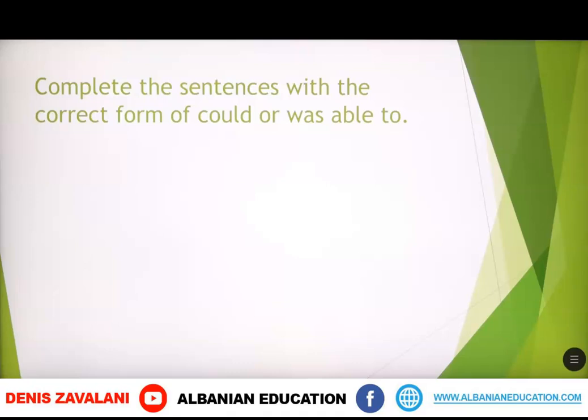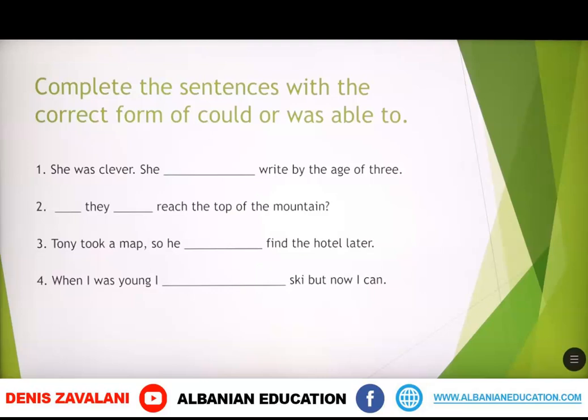You have to complete the sentences with the correct form of could or was able to. We've got the given sentences here. Which one would you use in the first sentence? Could or was able to? She was clever. She could write by the age of 3. She was able to write by the age of 3. So we can use both in this case.